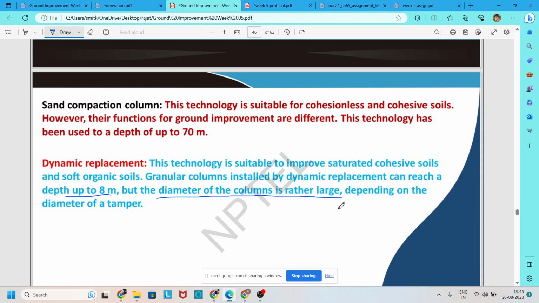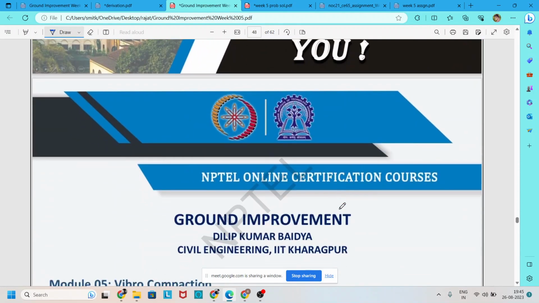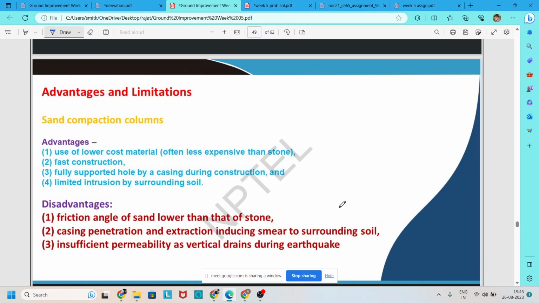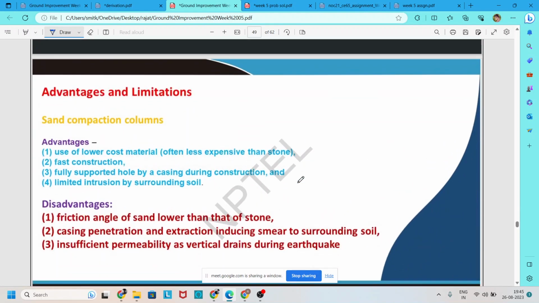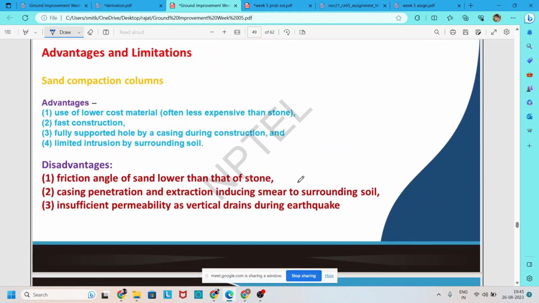So moving to the last slide in our last session, lecture 7 in module 5, we discussed the advantages and disadvantages of the different types of deep replacement methods, which is already discussed. First one is the sand compaction column.